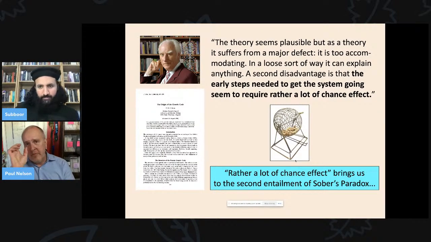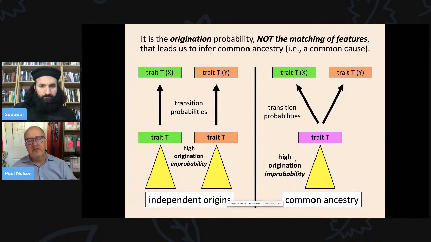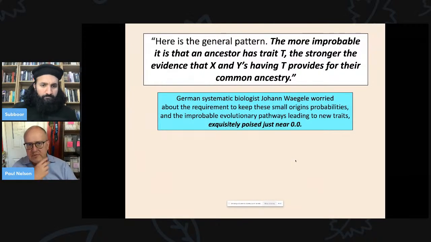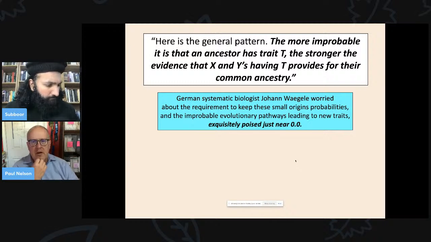That name, panspermia, literally means that, right? It's a good name for the hypothesis. Rather, a lot of chance effect troubled him. It troubled him. And it brings us to the second entailment of Sober's paradox. All right. I'm going to skip that previous slide. There again, I have Sober's formulation of the paradox in the box at the top of the slide.